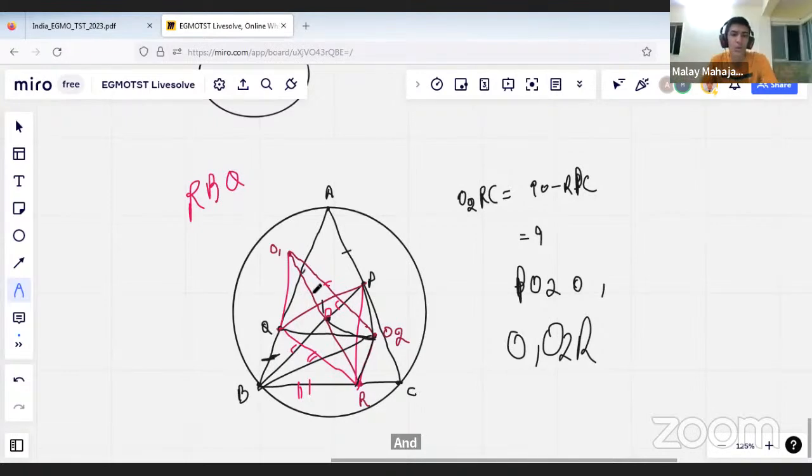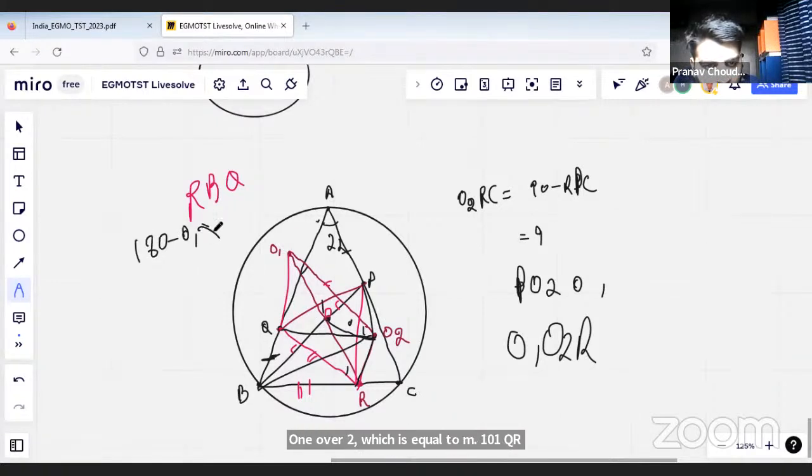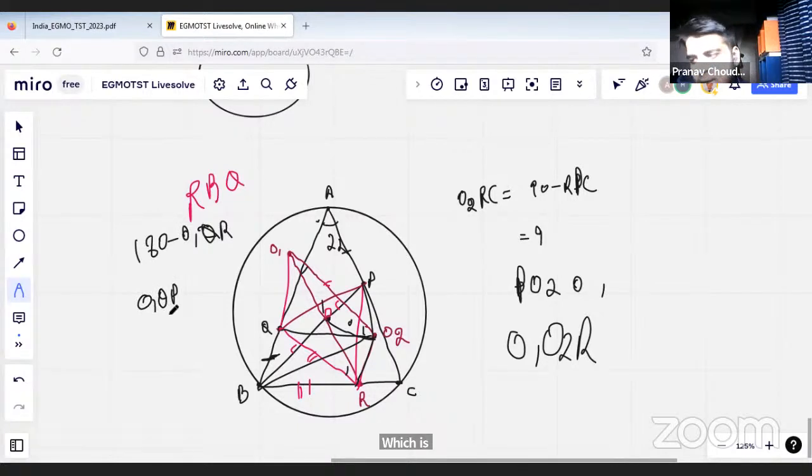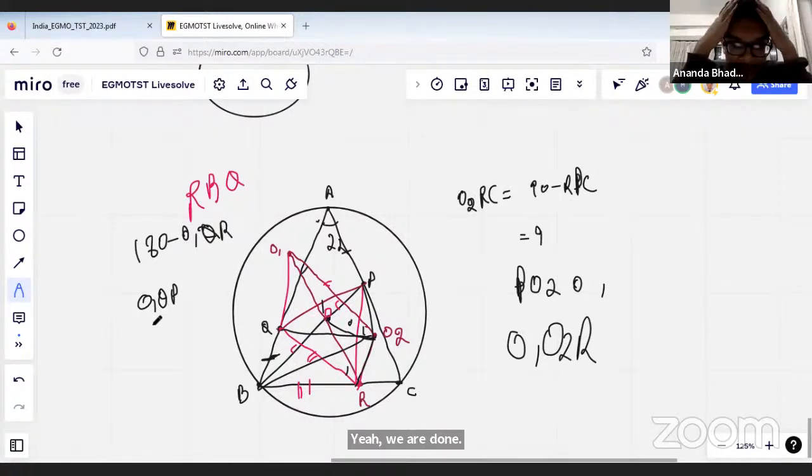Also, O2O1 is alpha, if you assume angle A to be 2 alpha. This is alpha, yeah. Oh, wait. We can compute this angle, right? Now we want to compute QO1O2, which equals 180 minus O1QR. Yeah, that is just a parallel thing, which equals O1QP plus P. Yeah, we can compute this also. We are done, right? Yeah. Let's see. This was nice.